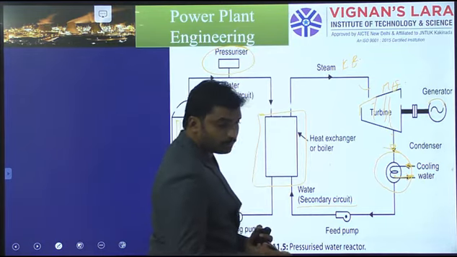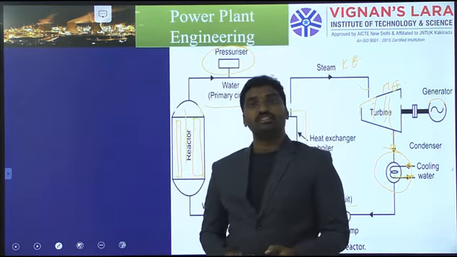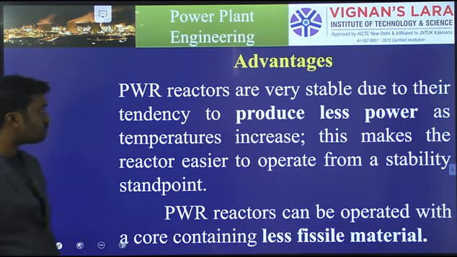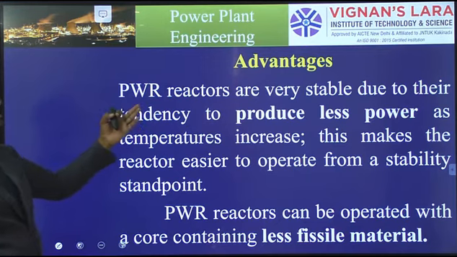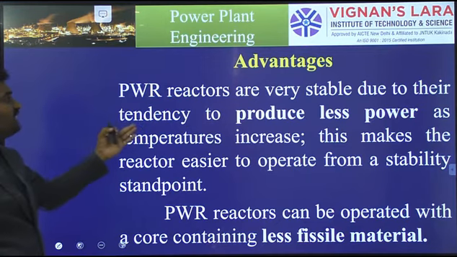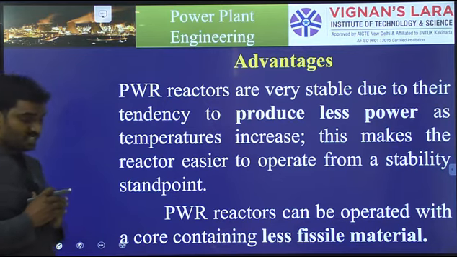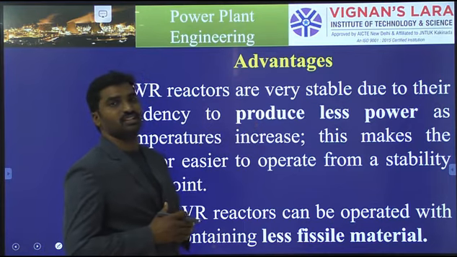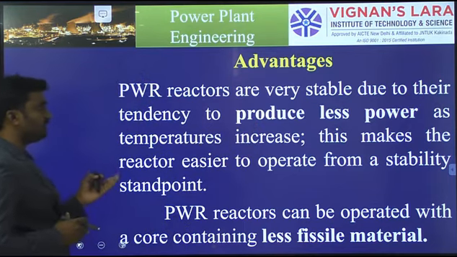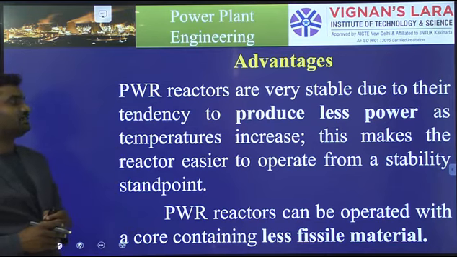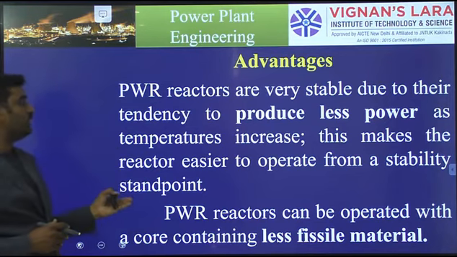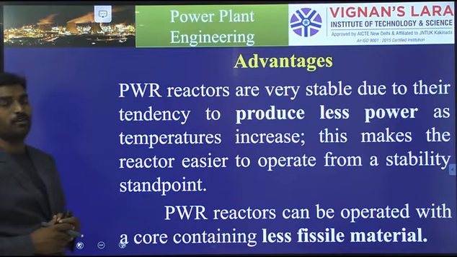We have different types of nuclear reactor. So why are we using the pressurized water reactor especially? That is very simple. In a PWR, reactors are very stable due to their tendency to produce less power. They are very stable at all conditions due to low pressure and less power generation capacity. Less power as temperature increases. So this makes the reactor easier to operate from a stability standpoint.